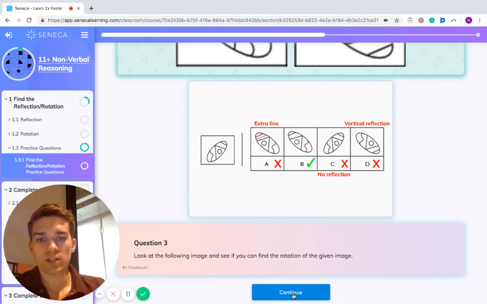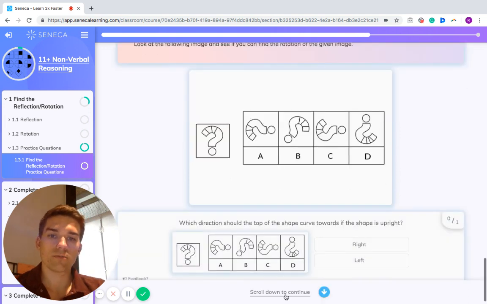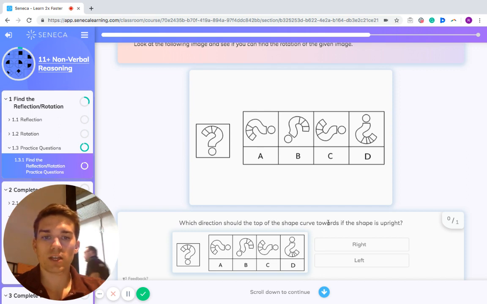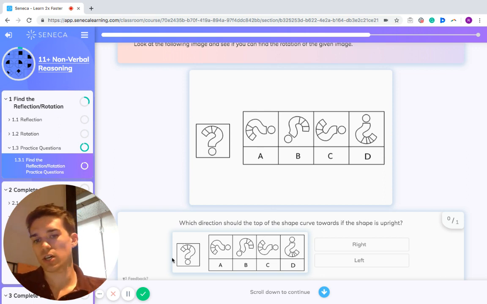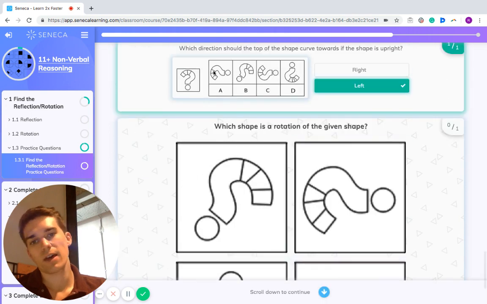Look at the following image and see if you can find out the rotation of the given image. We've got a question mark here with 3 lines going through it. Which direction should the top of the shape curve towards if the shape is upright? It should curve round to the left if it's rotated. So A will curve round to the left here if it's rotated upright.